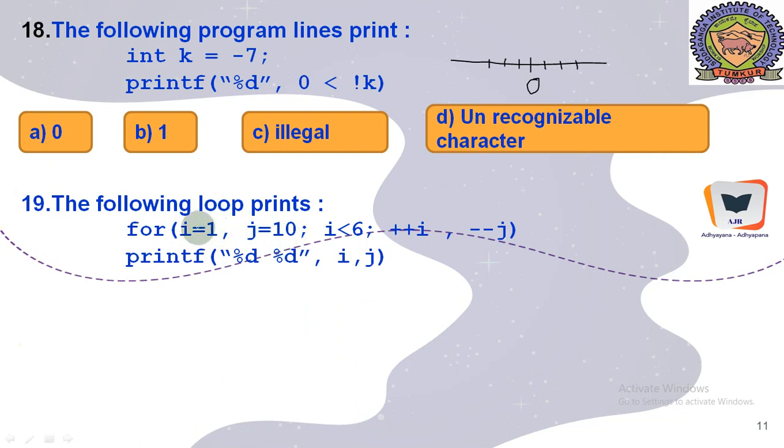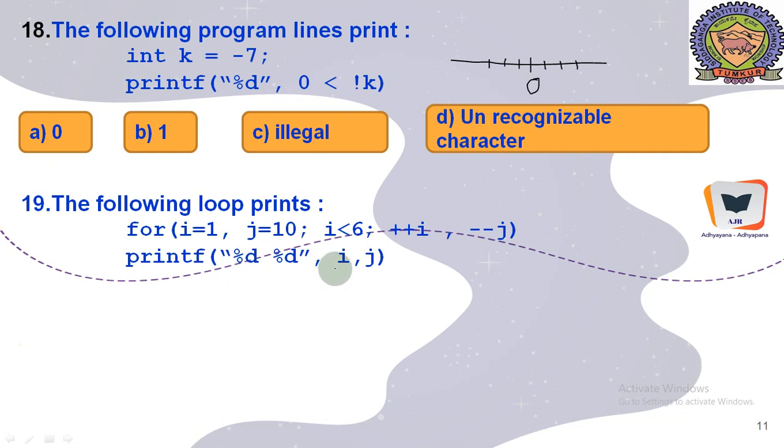The following loop prints I equal to 1, j equal to 10. Multiple assignments are possible. But in conditional expression, there should be only one condition. I less than 6, plus plus I, minus minus j. While I increases, j decreases. But I has a limit that it can go up to 5, starting from 1.